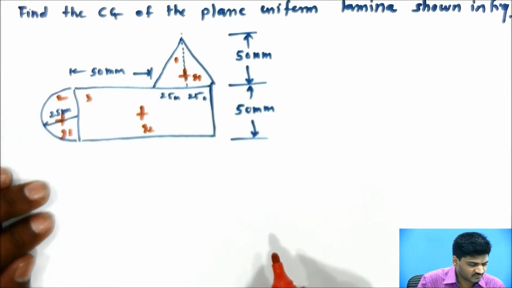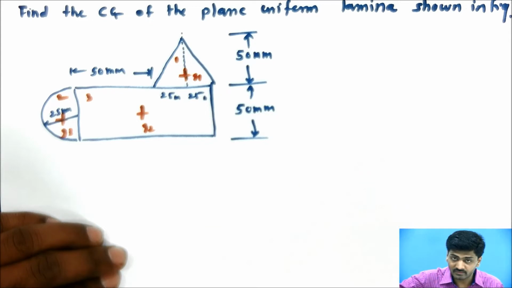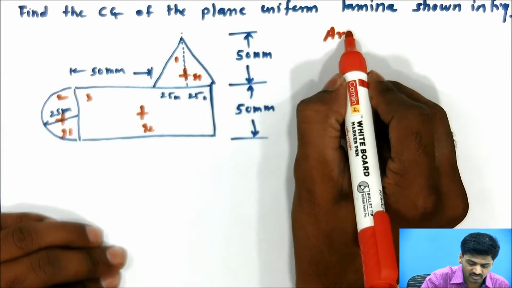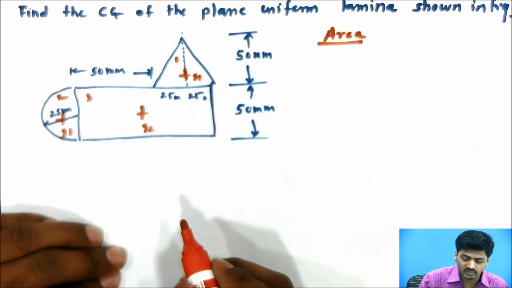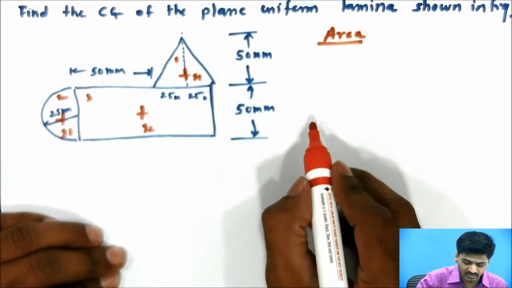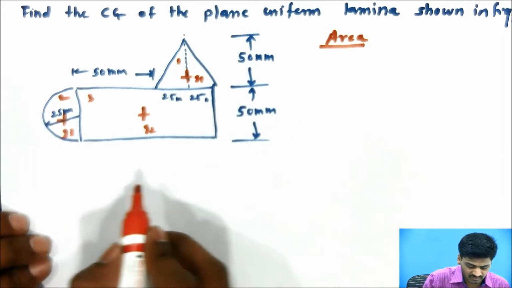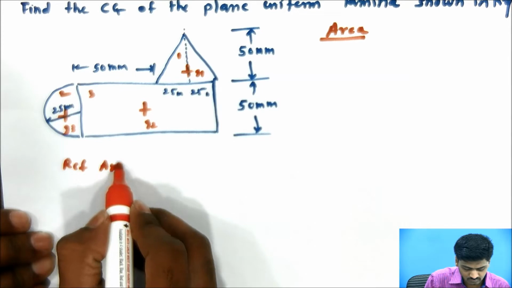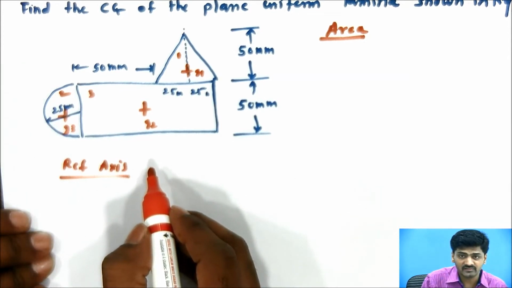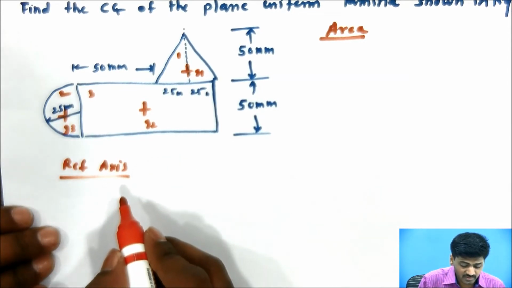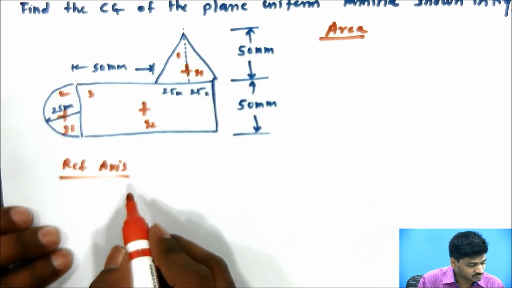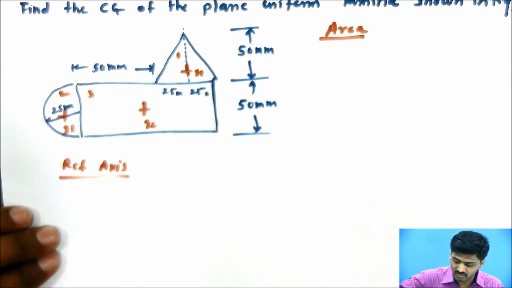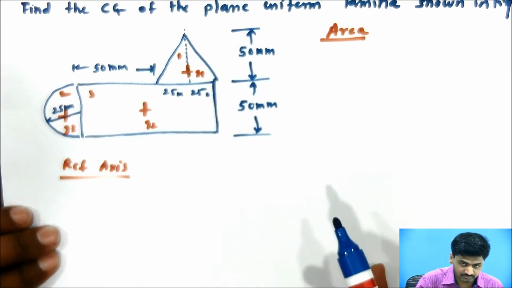Next, there are a few steps. What is your first step? Your first step is nothing but the area calculation. What is your second step? You may identify the reference axis, and by considering the reference axis, calculate the centroidal distances. Then the next one, you may calculate the centroid. The last step is your centroid. So first of all, you may calculate the area.